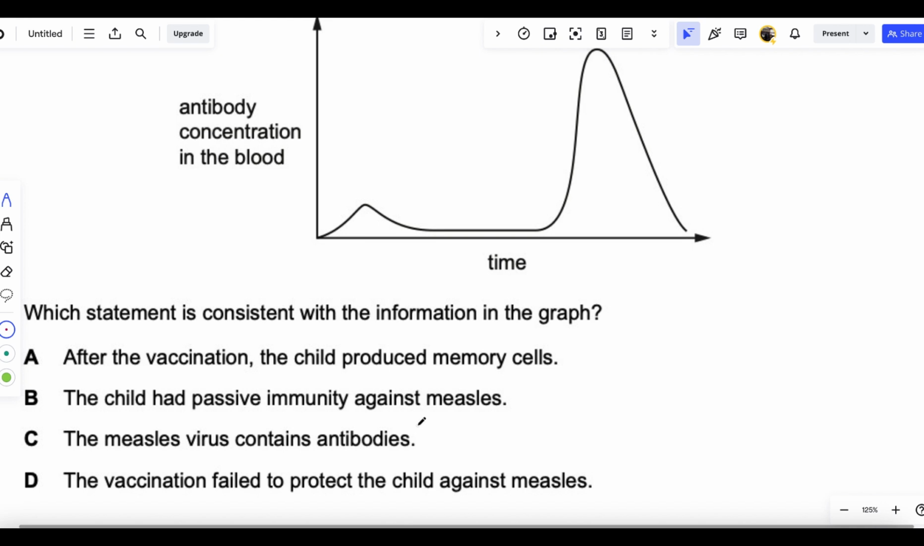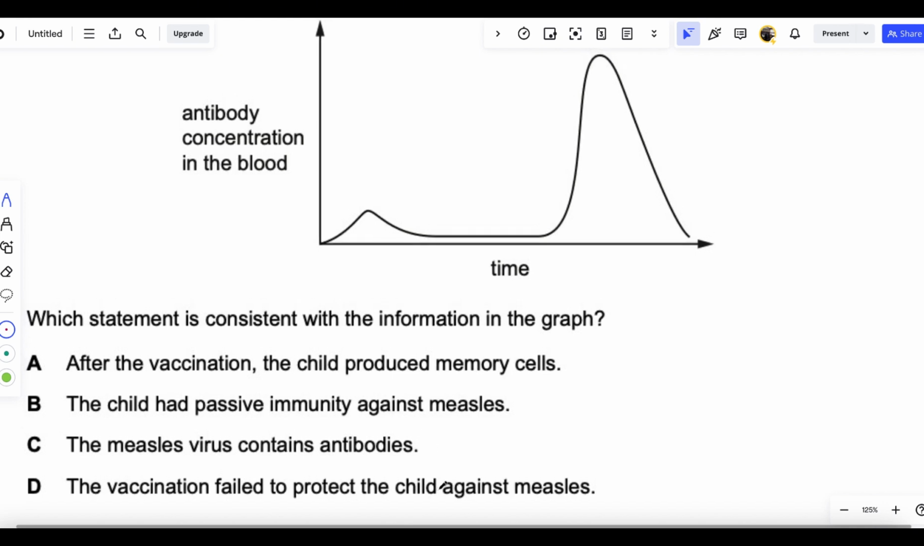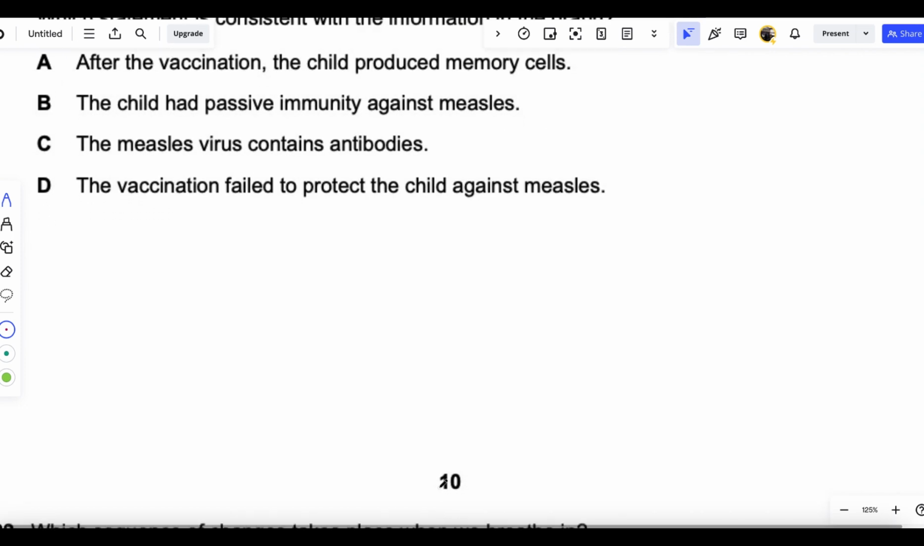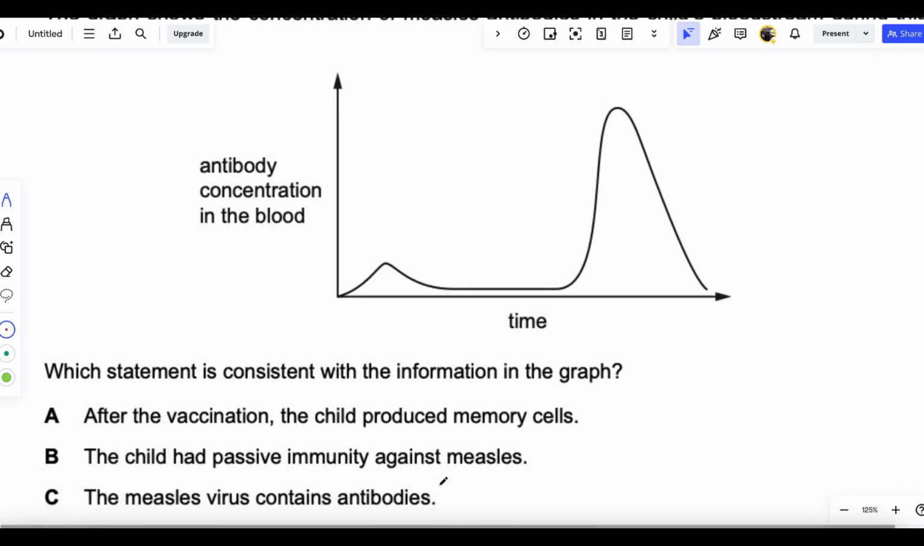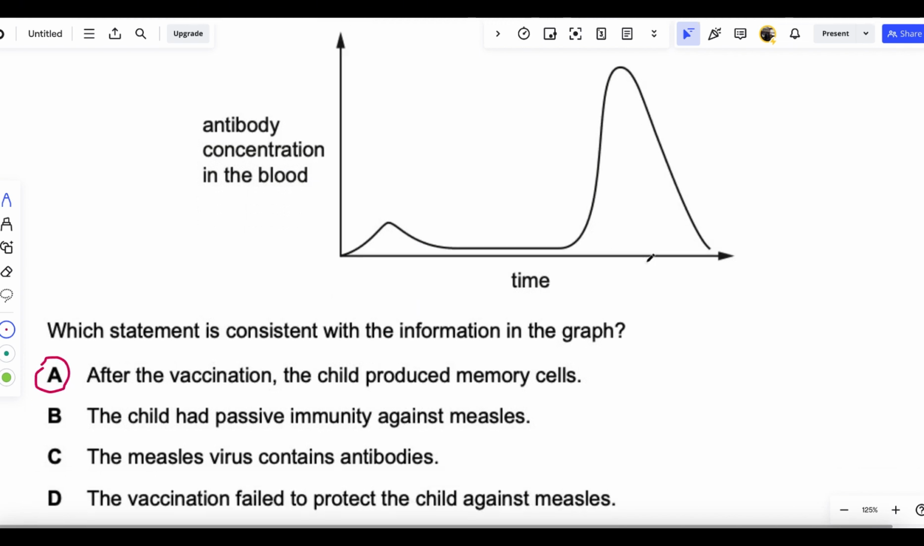From the graph, they say from the graph. So whatever answer we are giving has to be consistent with what we have in the graph, right? This is the antibody concentration in the blood. So after vaccination, the child produced memory cells. I think that's the most suitable answer. The child produced memory cells. Okay? That's why still after some time, the child caught the disease.